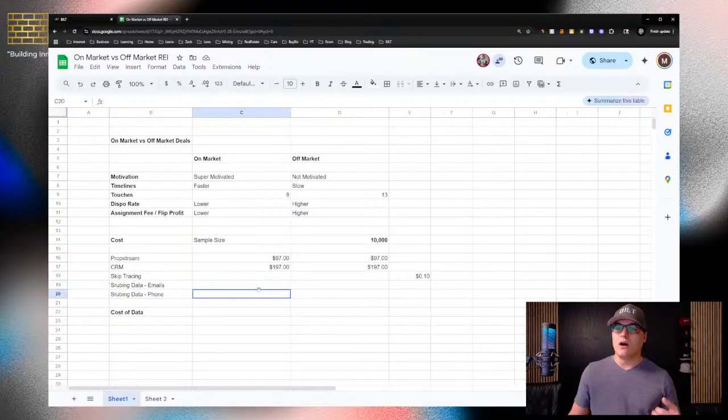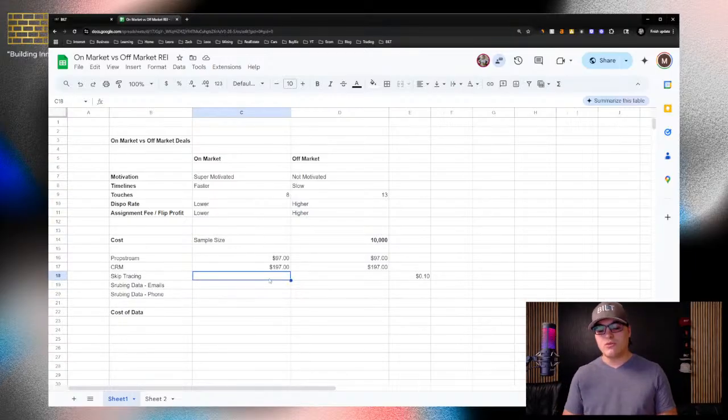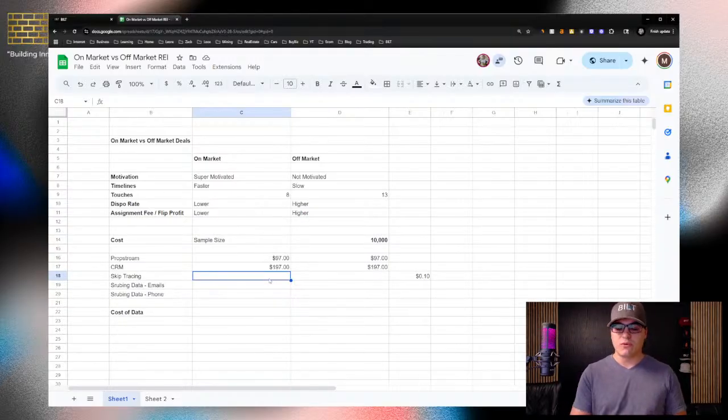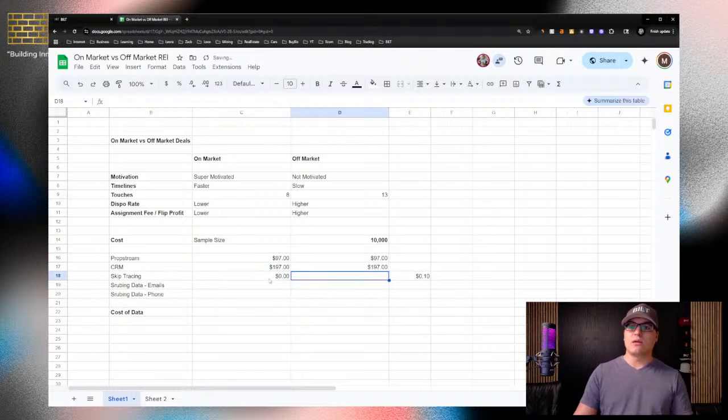On the other hand, the on-market leads, we actually do not have to skip trace. The reason being is because tools like PropStream, Batch, DealSauce, all of them come with agent information because they have access to the MLS, or they pull it from Redfin, Zillow, whatever. All the information is really public. So in this case, we're going to have zero cost for skip tracing on-market deals.